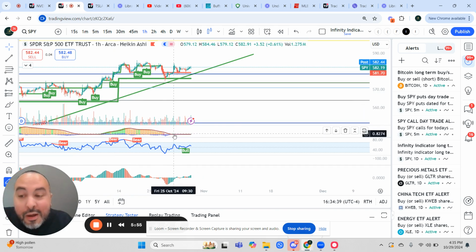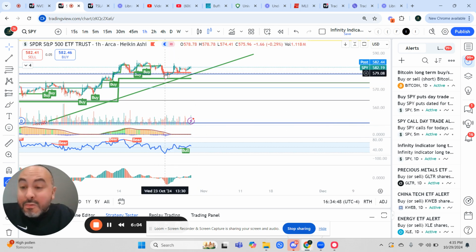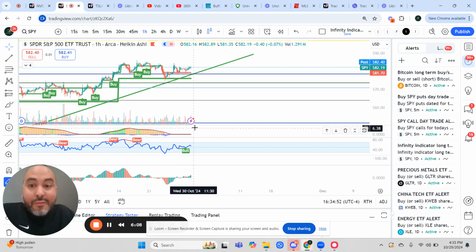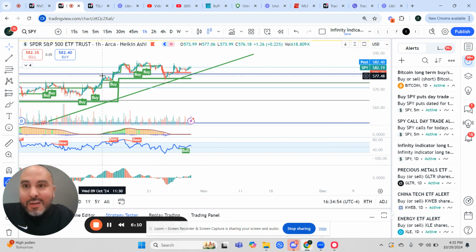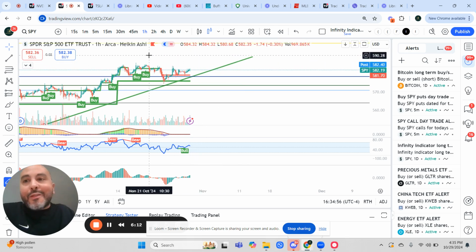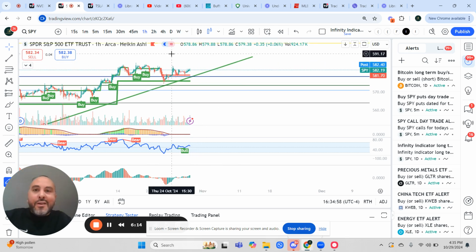Same thing. I'm expecting the same thing to happen here. All right, so I'm expecting again, we're flat here, so we're getting this sideways price action. But if we break up again, I'm expecting us to get close to this 597 level.